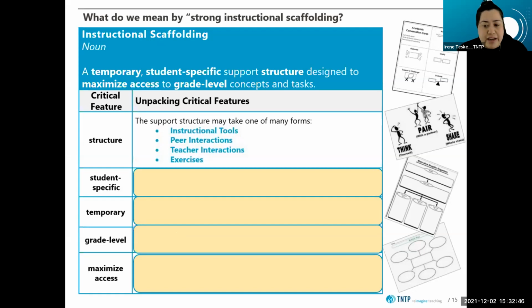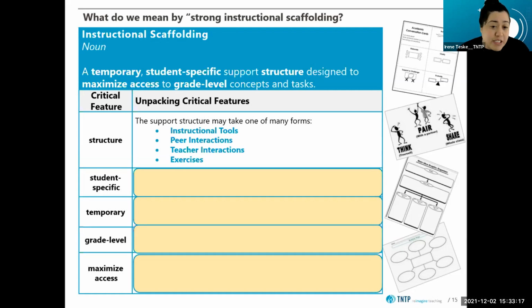So these are things like graphic organizers, your sentence starters, concept maps, anchor charts, and so on. The structure might be a peer interaction. So any kind of collaborative structure where students are engaging in collaborative conversations. It might be a teacher interaction. So a teacher may have scaffolded and sequenced questions in order to advance a student's comprehension of a text.